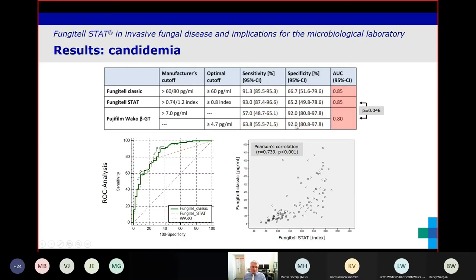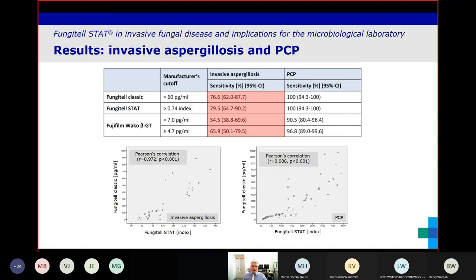The comparison of the areas under the ROC curves showed that the Fungitell assays had a significantly higher area under the ROC curve compared to the Waco test. And the results we received from both Fungitell assays showed a very nice significant correlation. And these results were also the case for invasive aspergillosis.